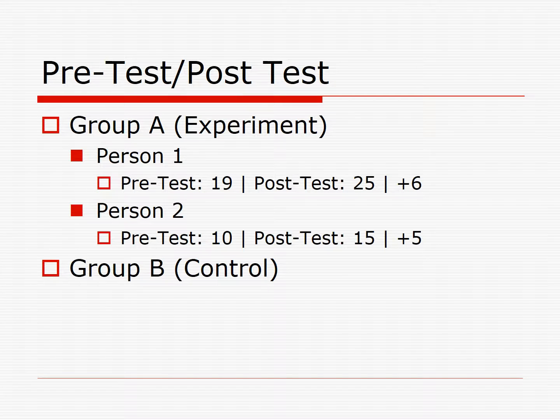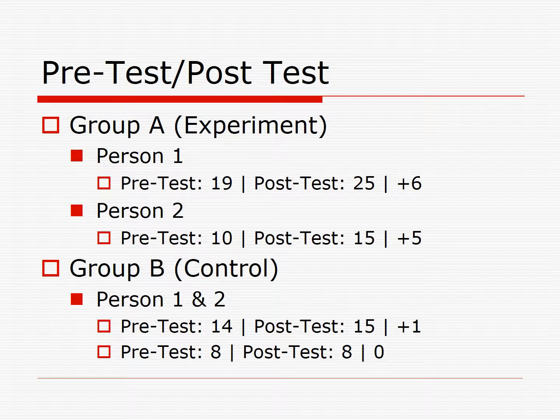Well, we then compare that with all the people in group B, which say they might then be the control group. And so one person went from a 14 to a 15, so they actually went up by 1.